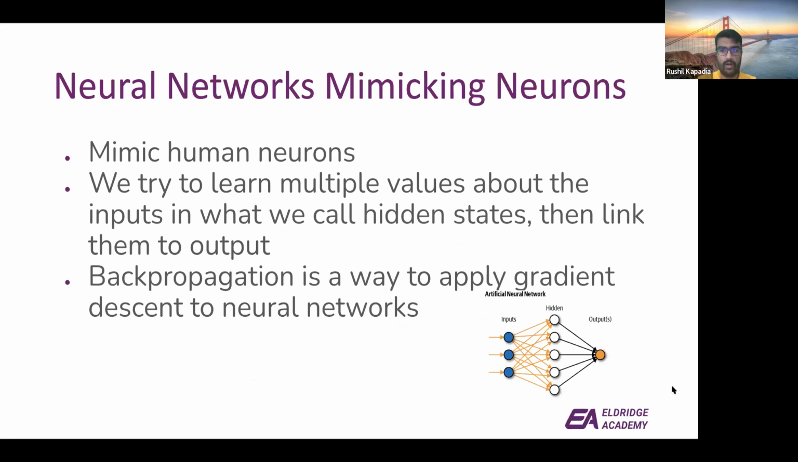So if you look at the bottom right here, you'll see what a neural network structure might actually look like. So remember, we mimic human neurons. So we try to learn multiple values about the inputs, and we call those hidden states. So these are kind of like the M's and the B's in the linear regression example, right? Those are just values that we somewhat learn about the information. And we store them in these states called hidden states. We can have multiple hidden states. The example below just shows one. So all these inputs go to all the hidden states. And from the hidden states, we produce an output.